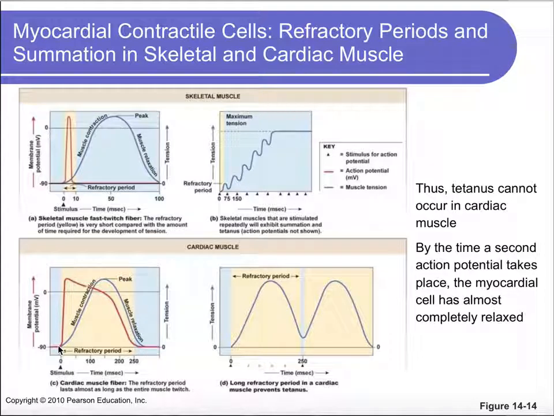Now notice, as soon as your cardiac muscle action potential is over, the cardiac muscle contraction is also over. So even if we were to give another action potential as soon as possible, as soon as our heart muscle's action potential is over, because the contraction is also over, we'll never get summation. And if we can't sum our contractions, we won't be able to reach tetanus. And so it helps protect our heart from reaching tetanus. So it's a good thing.